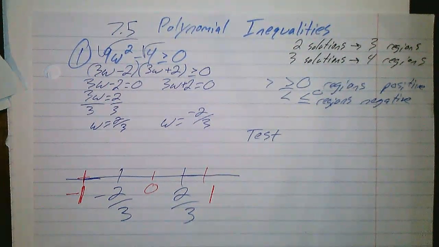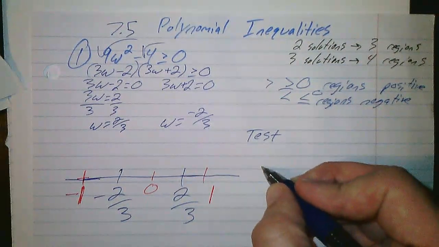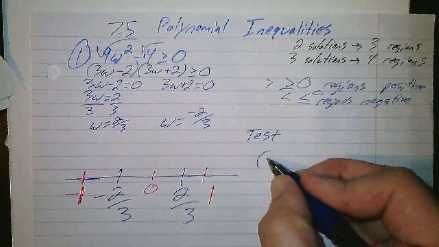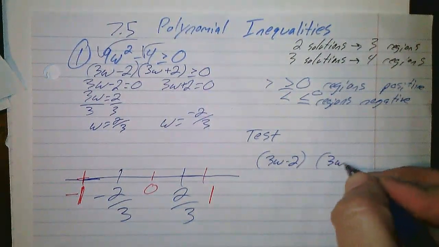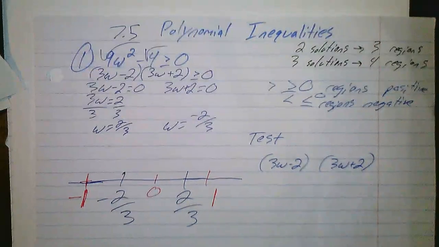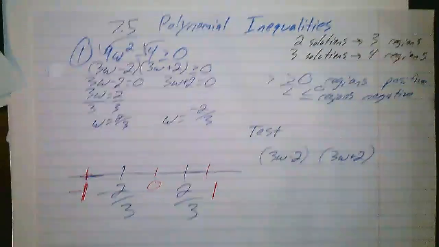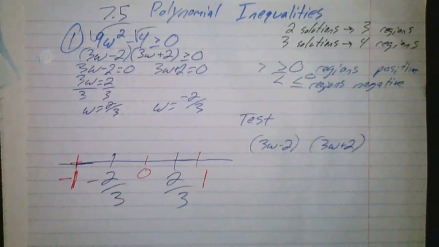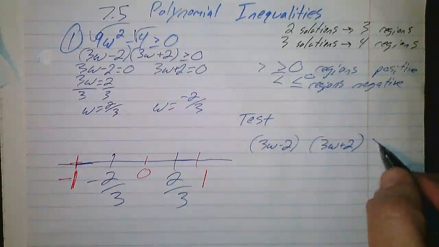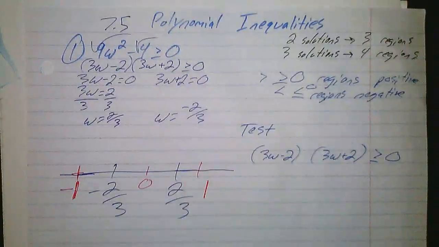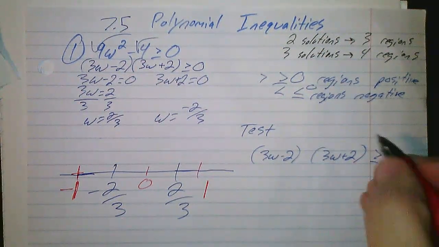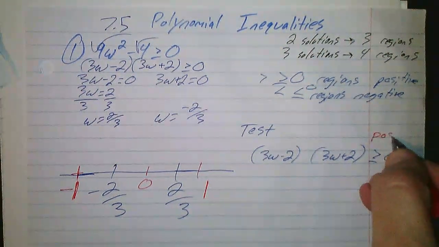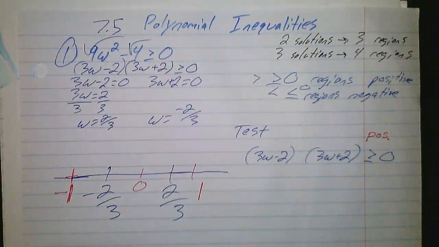So what does it mean to test these regions? Well, consider the factors. 3w minus 2 times 3w plus 2. And we only care, do we get a positive or negative value? Because here we are set greater than or equal to 0. So we want to know where the function is positive.